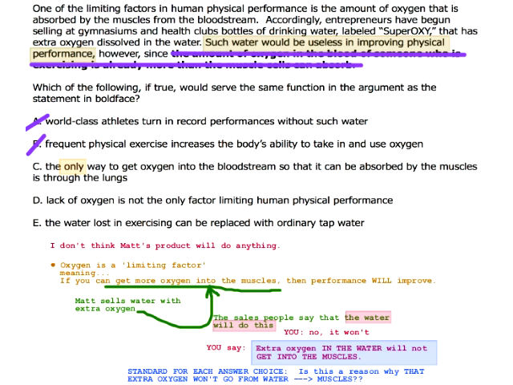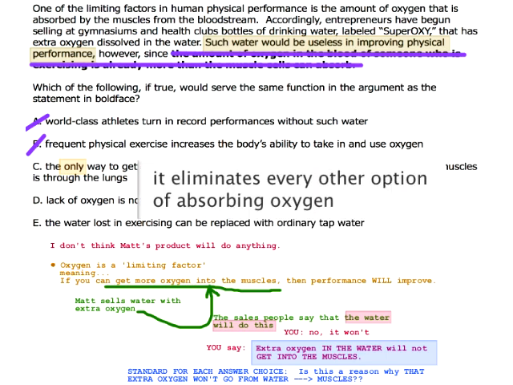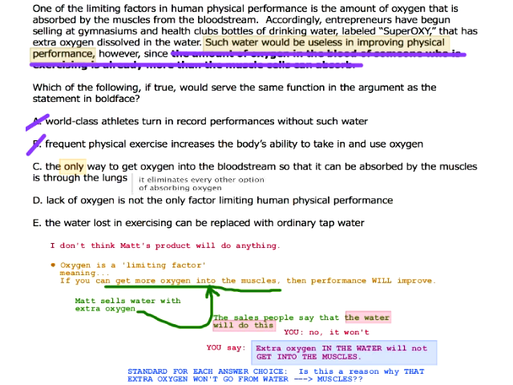"Only" means, what about other ways? Yeah, it eliminates every single other option. I like the way you wrote that. I'm going to put that on the board. "Only" is a big word. It makes the choice very strong, which could be good or bad. Here it's a good thing, because it eliminates every other option.